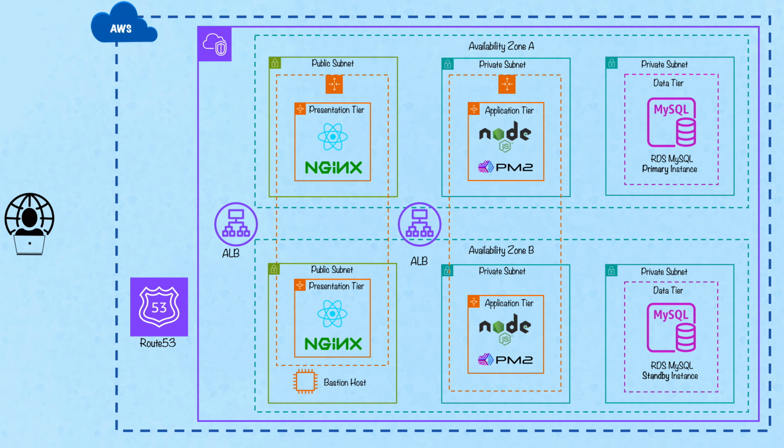To effectively manage domain name resolution and ensure secure communication, we'll leverage Amazon Route 53 for DNS management. By creating DNS records within Route 53, we'll map our domain to the appropriate resources.